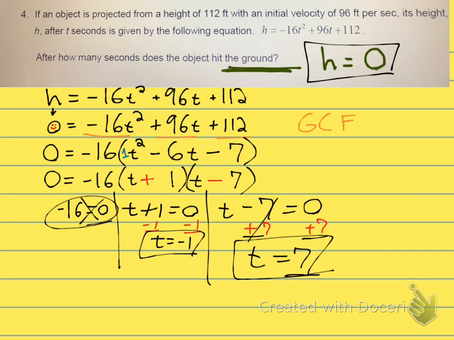So how much time? Well, it's either 7 seconds or negative 1 seconds. Negative 1. Has anybody found out how to go back in time yet? Negative 1 seconds? No. So this cannot be the answer. Your time can't be negative. Your answer is 7. 7 seconds.